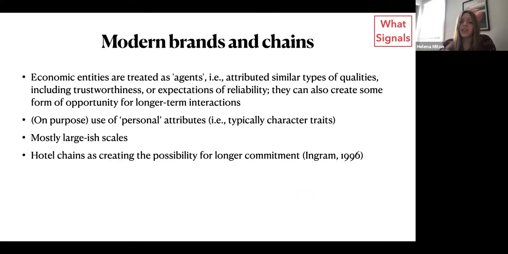And the extension of it is modern brands and chains. And it's interesting because they also choose to have economic entities treated as agents, so attributed similar types of quality, including trustworthiness or expectations of reliability. And then they also create opportunities for longer term interactions. So they also act on this temporal horizon problem we talked about earlier. And they also use personal attributes on purpose. And there's actually a really good paper on how hotel chains are exploiting this possibility for a longer commitment.